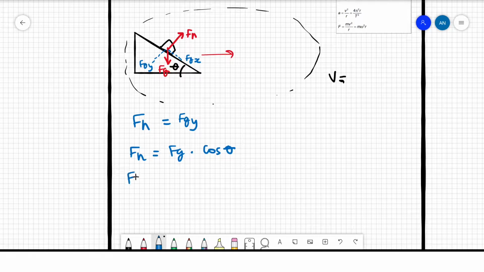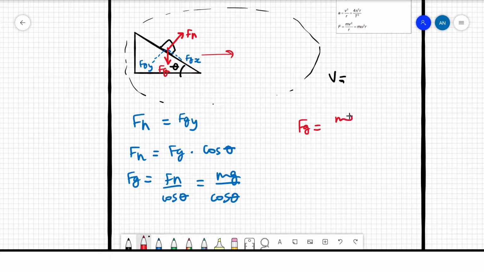Now, if we rewrite this equation, we get Fg is equal to Fn divided by cos theta. And since there is no movement in the vertical direction, we know Fn equals mg over cos theta. And that is what Fg is equal to. And therefore, we've determined that Fg is equal to mg over cos theta.